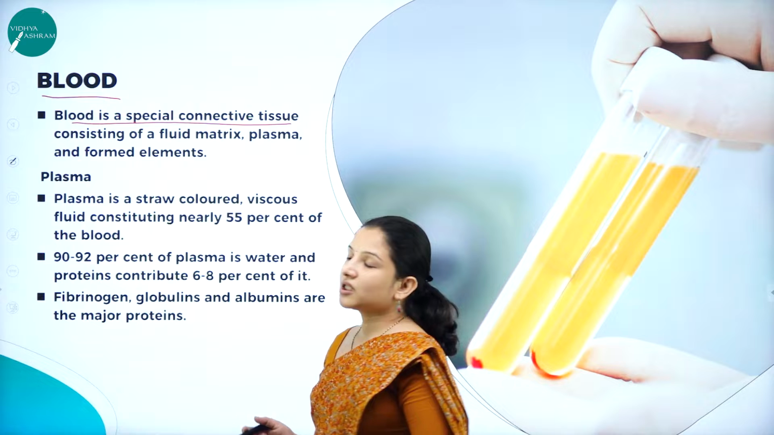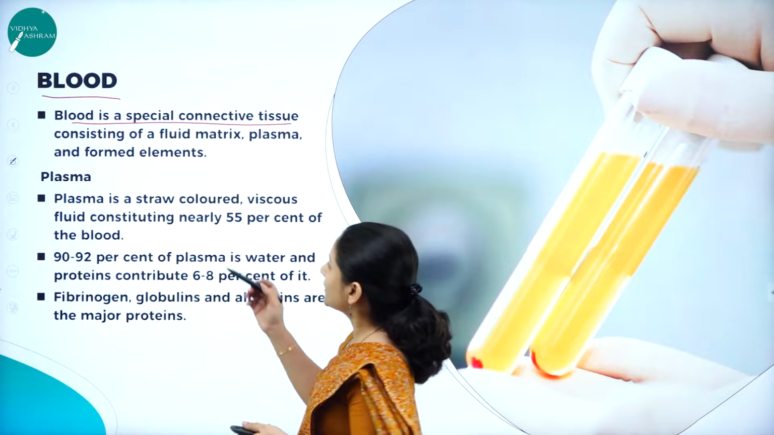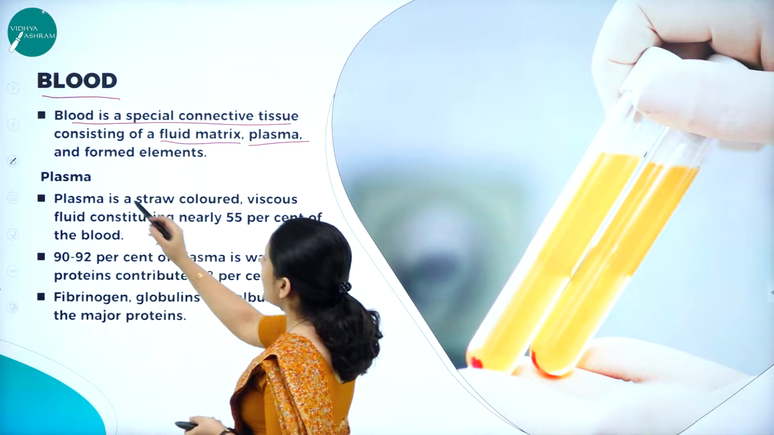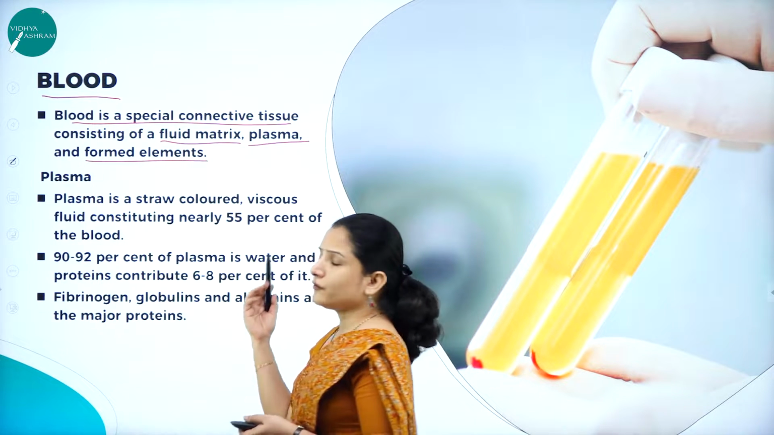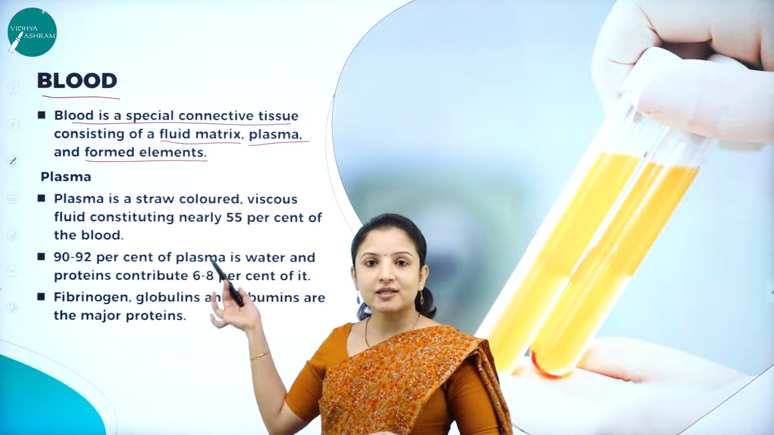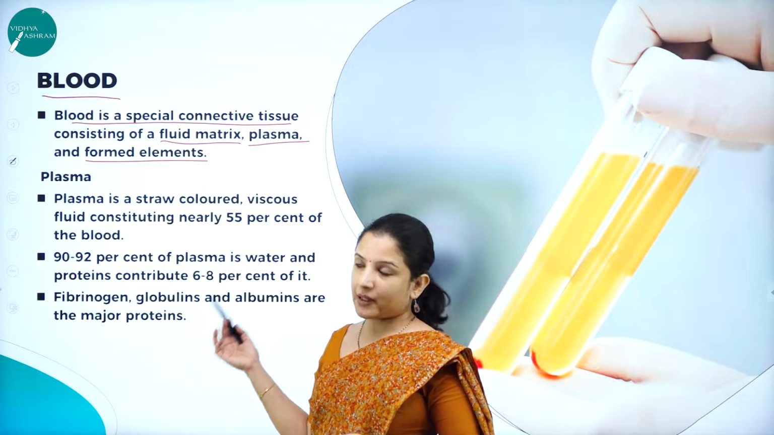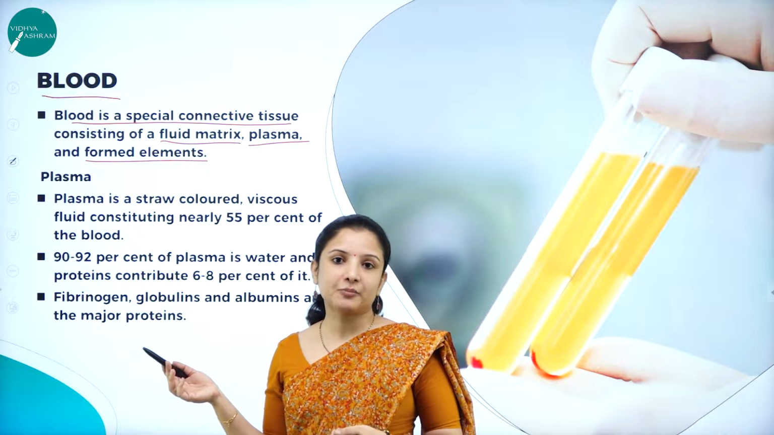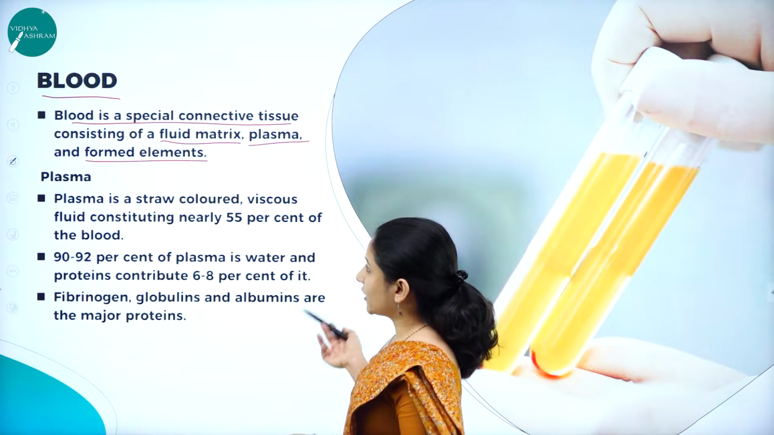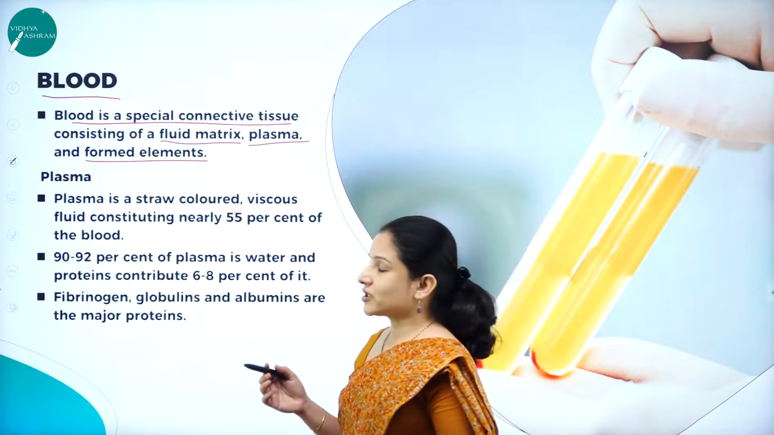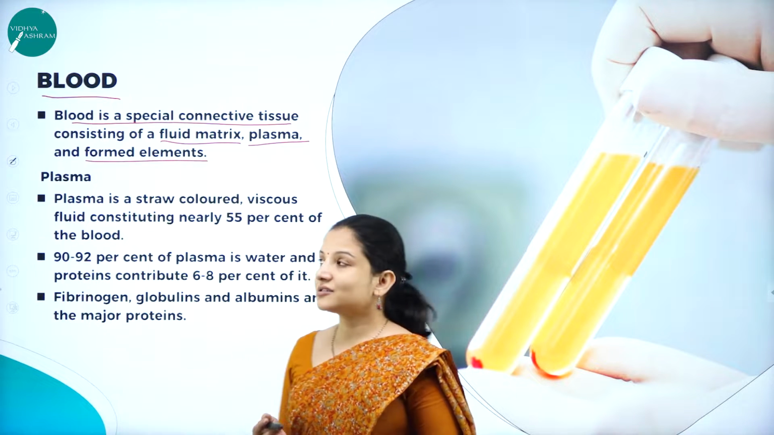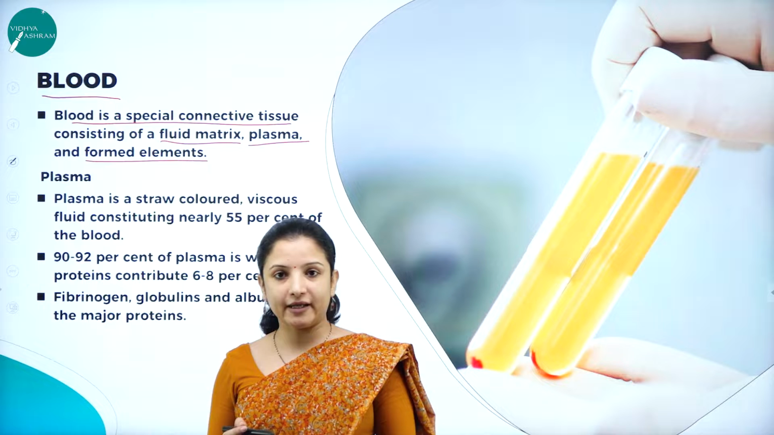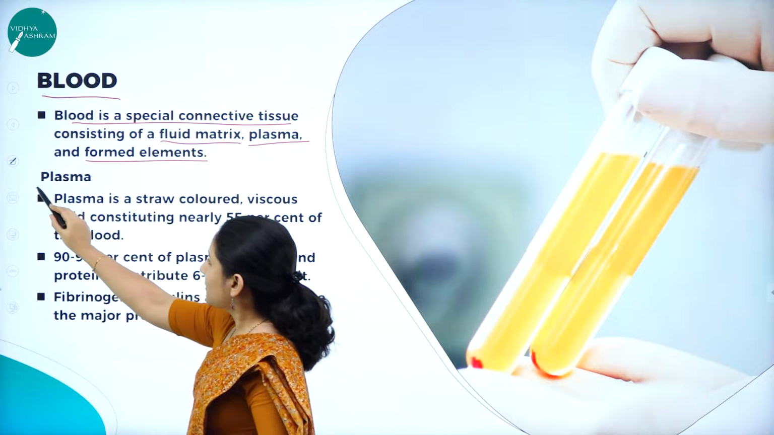So this particular connective tissue, blood, consists of a fluid matrix, which is plasma, and it consists of formed elements. So we shall study about each of these one by one. So what is plasma? What are the different formed elements that are present? All these. So talking about what is blood, it is a special connective tissue which consists of fluid matrix, plasma and various formed elements.